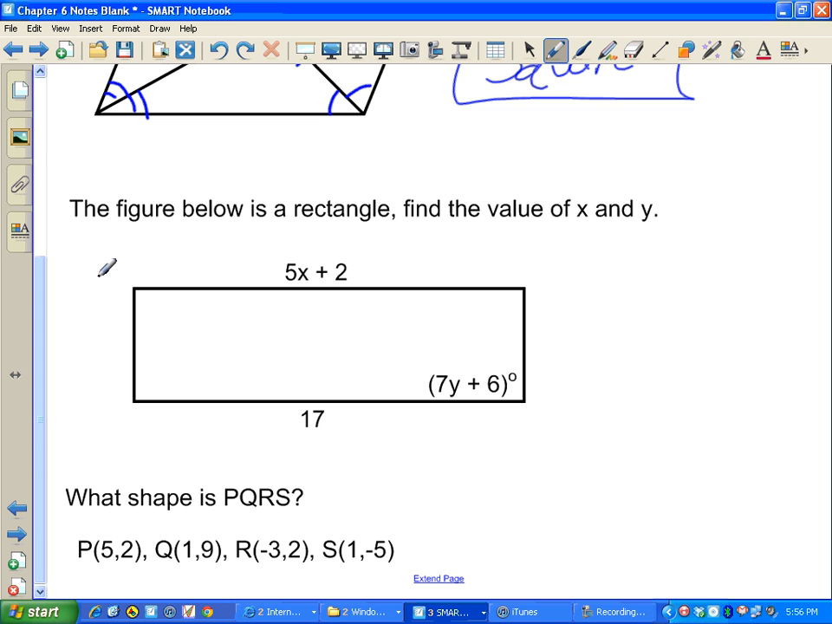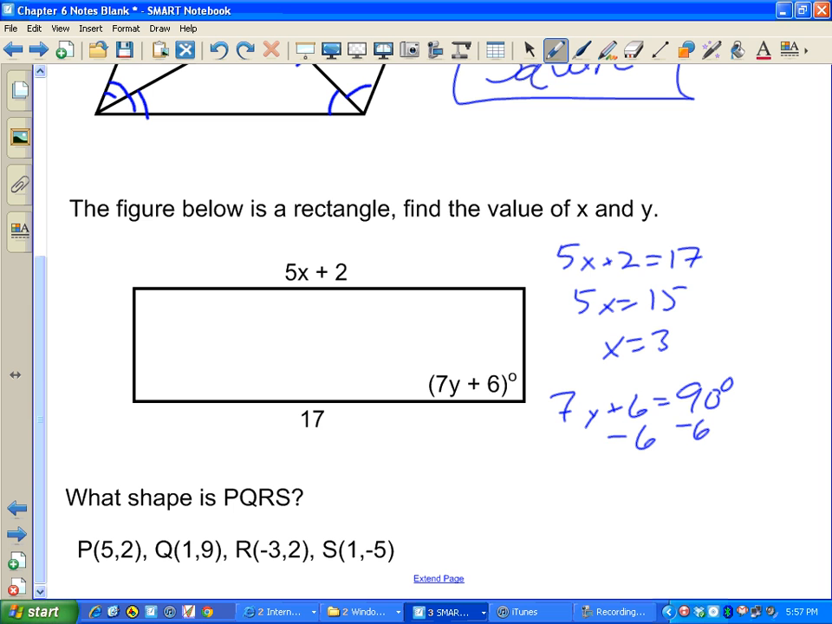The figure below is a rectangle. Find the value of x and y. Well, in a rectangle, I know that these two opposite sides have to be congruent, so I'm going to get 5x equals 15, so x equals 3. And it's a rectangle, so I know that 7y plus 6 has to be 90 degrees, because all the angles in a rectangle are 90 degrees. So minus 6, 7y equals 84, so y equals 12.